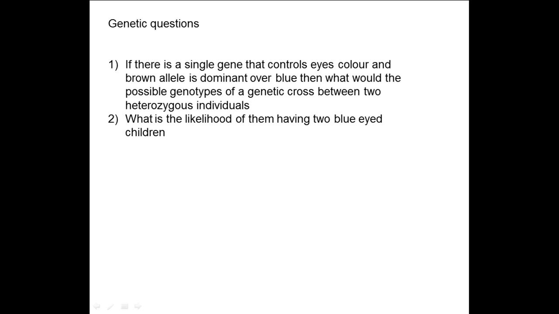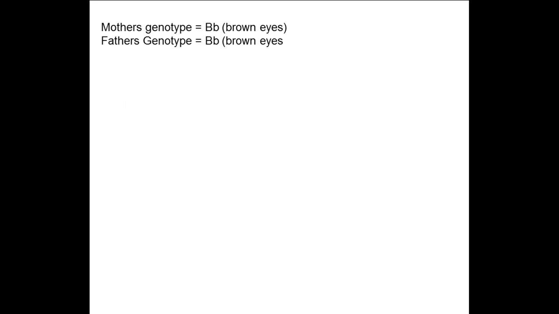Okay, so we first have to establish the genotypes of the two parents, and it says they're heterozygous, so that means both of the alleles need to be different, and in this case you've got an allele for brown and an allele for blue, so the letter that we'll use will be uppercase B and lowercase b. So in the case of the mother and father, their genotypes, because they're heterozygous, are big B, small b. And they both have the phenotype for brown eyes.